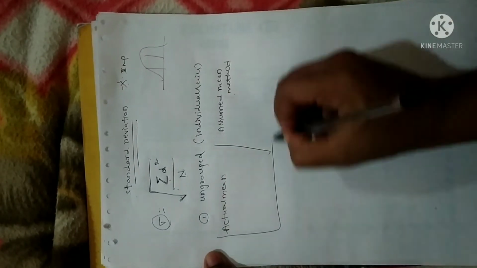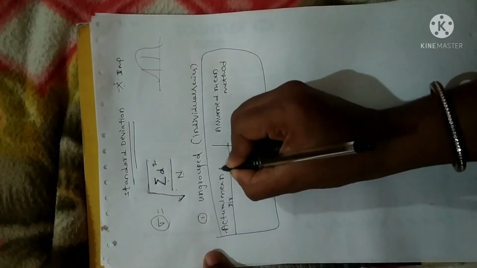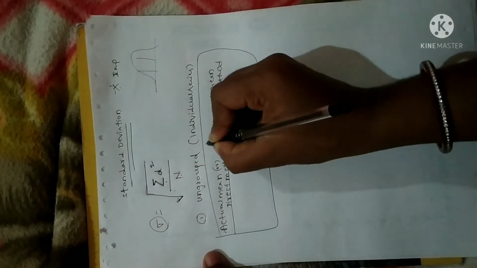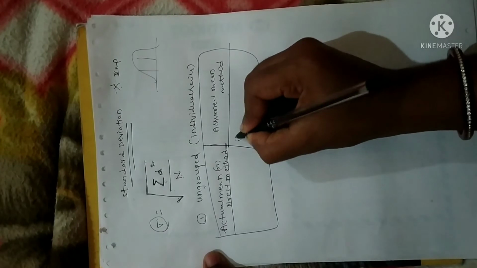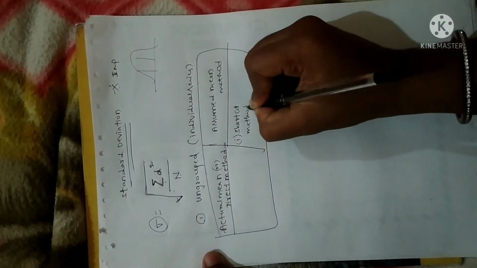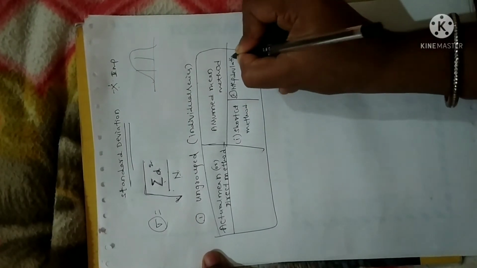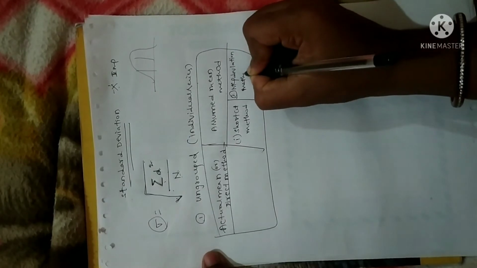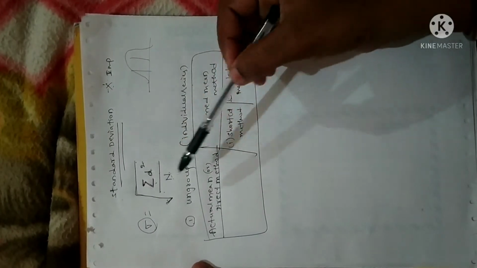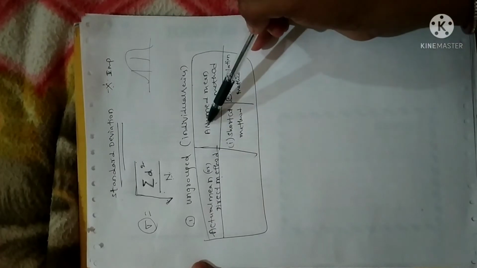In the actual mean method, we have only one method. The actual mean method we can also sometimes call the direct method. Whereas in the assumed mean method, we have two types. The first one is the shortcut method and the second one is the step deviation method. Don't get confused with all these methods. I am just repeating it. For calculating the standard deviation of ungrouped data, mainly you have two methods: the actual mean method or direct method, and the assumed mean method.